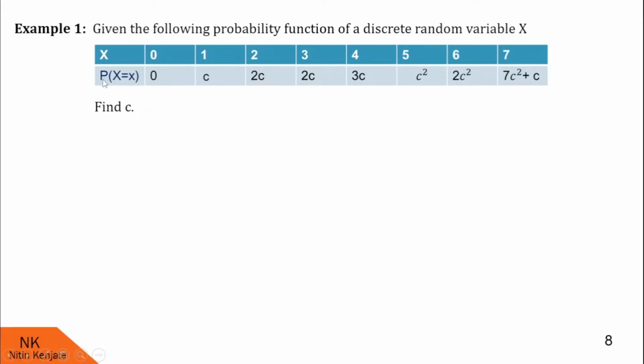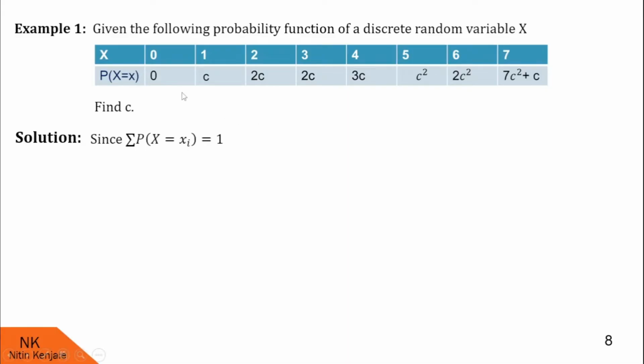Let's say the probability of x equal to 0 is given as 0. The probability of x equal to 1 is given as c. The probability of x equal to 2 is given as 2c and so on. Now let us see how we can find the value of the unknown c from this table. For that we are going to use the important property of the probability function, which says the sum of probabilities of all the values of x is always equal to 1.